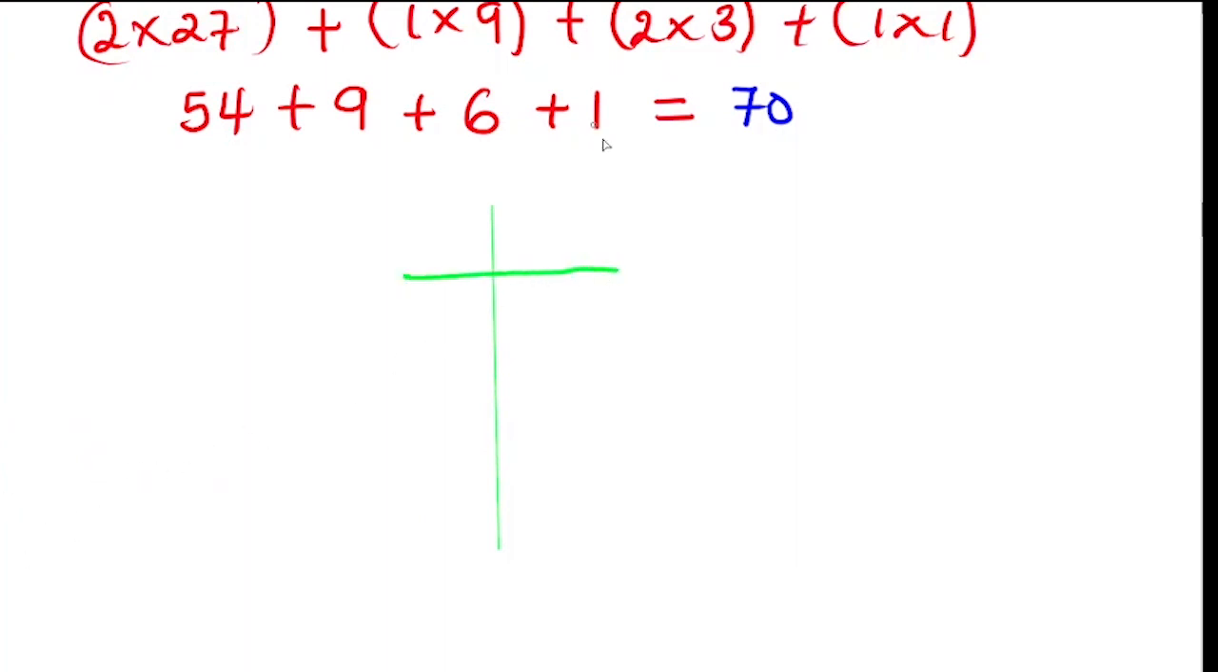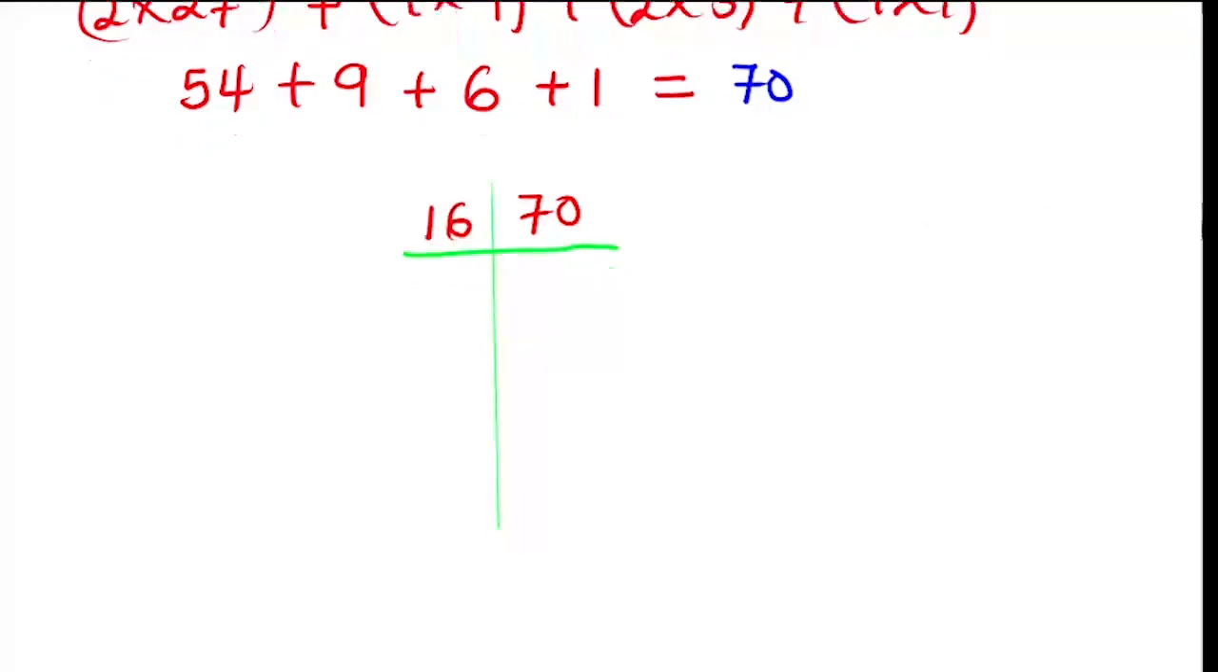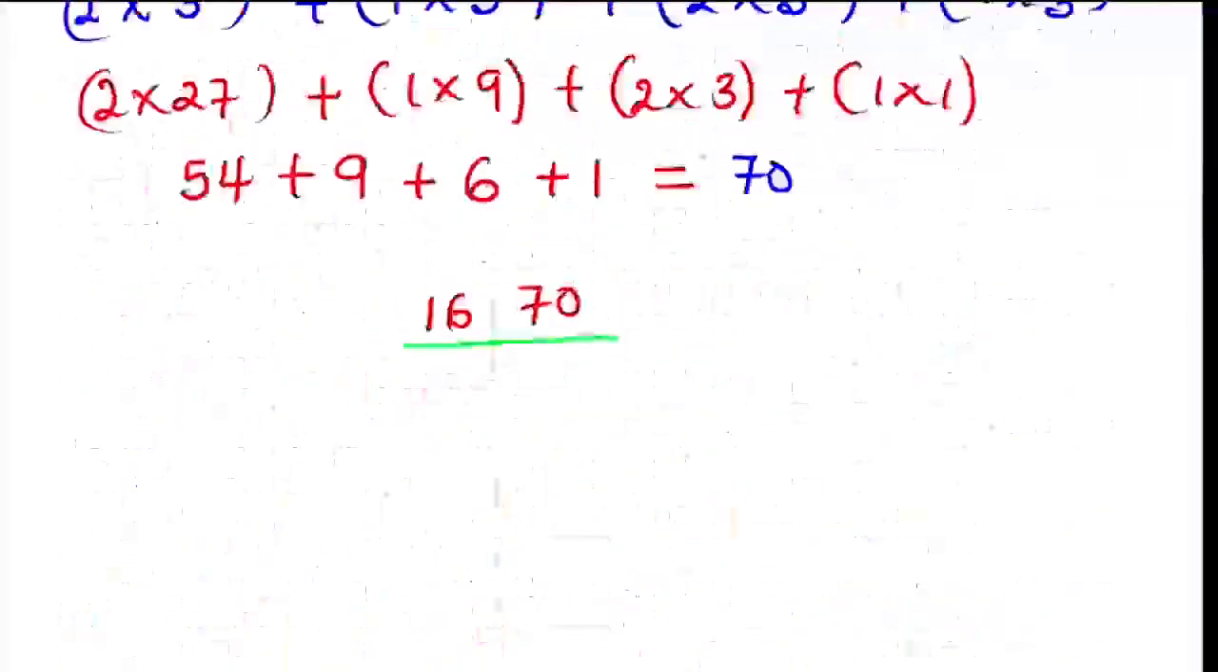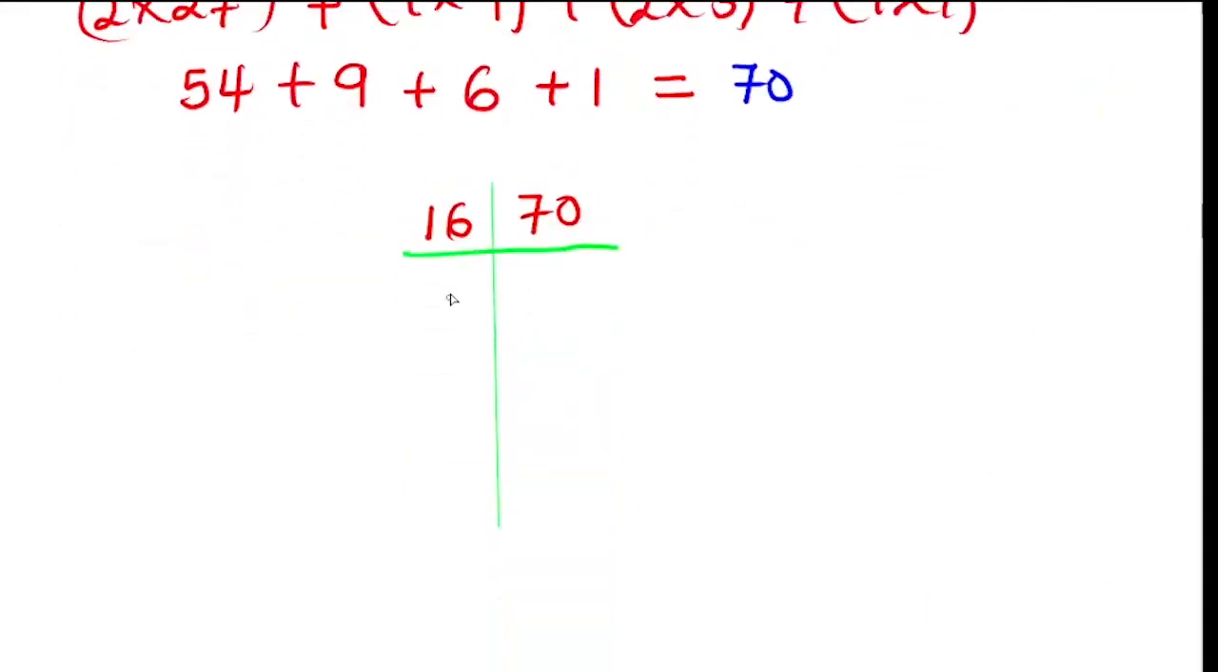So I'll draw my line, and I'm going to write 70 on this side, and I'm dividing by 16. Remember, in the previous case we were dividing by what? By 8, because we were changing to an octal system. So I'll divide successively by 16. So how many 16s can we find in 70? That's the first thing. Now we know 16 times 10 is 160, 16 times 5 is 80, which is bigger. So I guess it has to be 4.